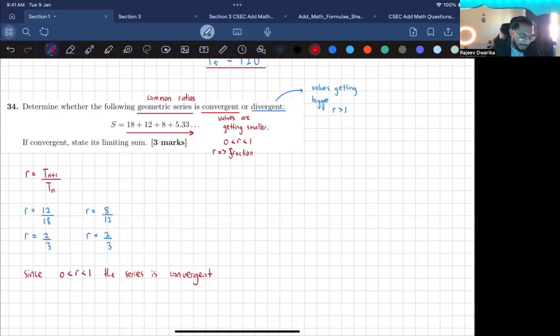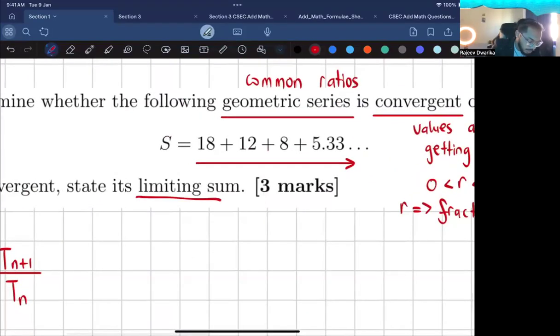Now we need to figure out its limiting sum. Kiara, what do you think we'd have to use to find the limiting sum? What formula would I have to use? There's a formula in the formula sheet for this. Think about it, Kiara. Limiting sum.